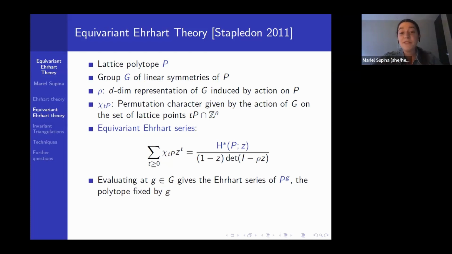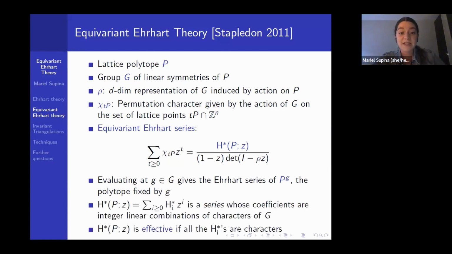Then Stapledon showed that this equivariant Ehrhart series also has a somewhat nice predictable form, where the denominator is given here. So it's 1 minus z times the determinant of the identity matrix minus rho times z. And the numerator is this analog of the h star polynomial that we call the h star series. Now it's not necessarily a polynomial, it could be a series, we'll see this. So now in equivariant Ehrhart theory, we want to study this h star series and think about when it does have some nice properties.